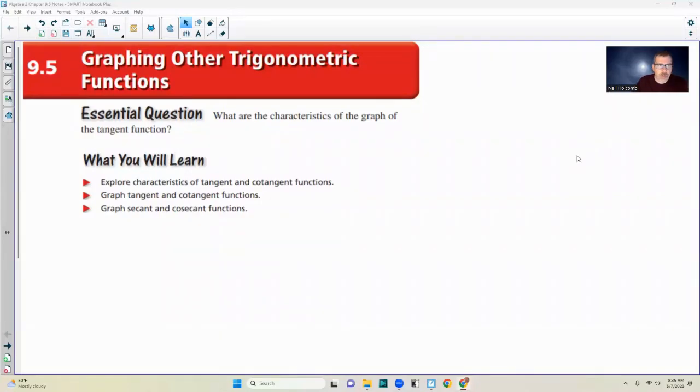Okay, this is chapter 9.5. We're going to graph other trigonometric functions. So the essential question in this chapter section is, what are the characteristics of the graph of the tangent function? So guess what? We're probably going to graph tangents. What you will learn in this chapter section is how to explore characteristics of tangent and cotangent functions, graph tangent and cotangent functions, and graph secant and cosecant functions. All right, we're going to do some graphing.